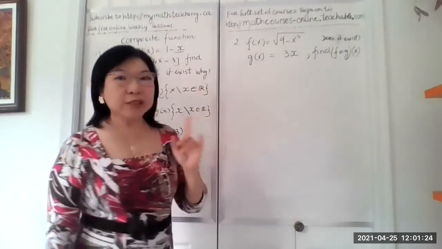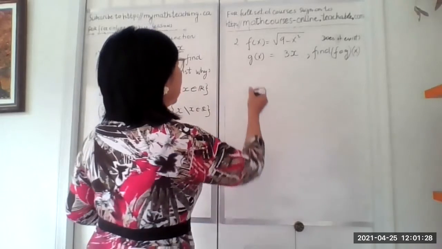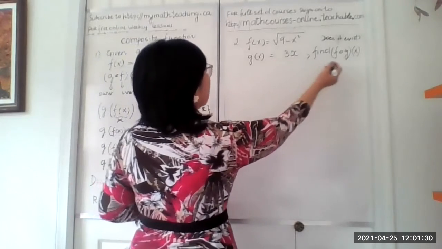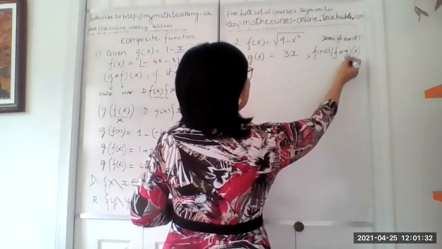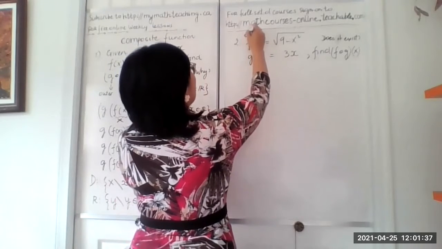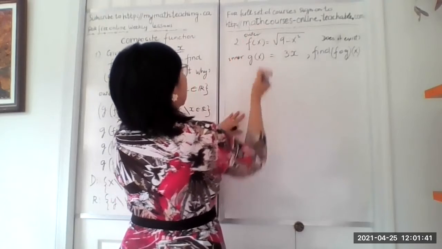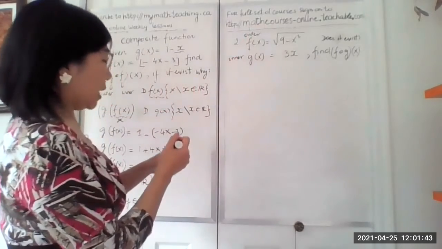Now, question 2 is a little bit tricky in terms of domain and range, but let's see. Question 2 asks us to find f of g of x. Again, f is the outer function and g of x is the inner function. So let's realize that.